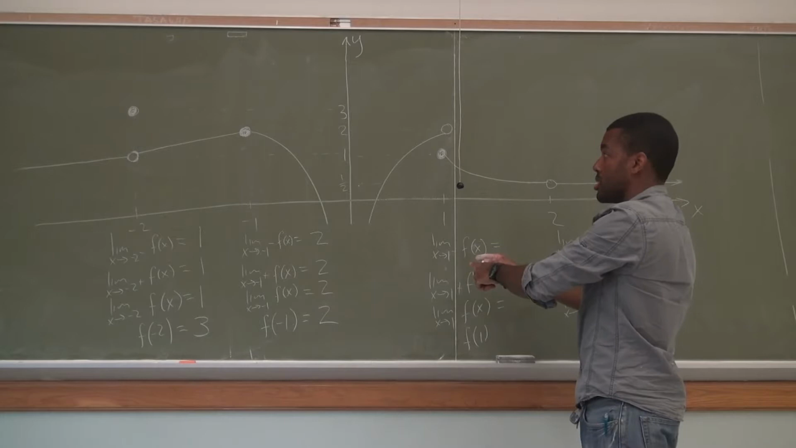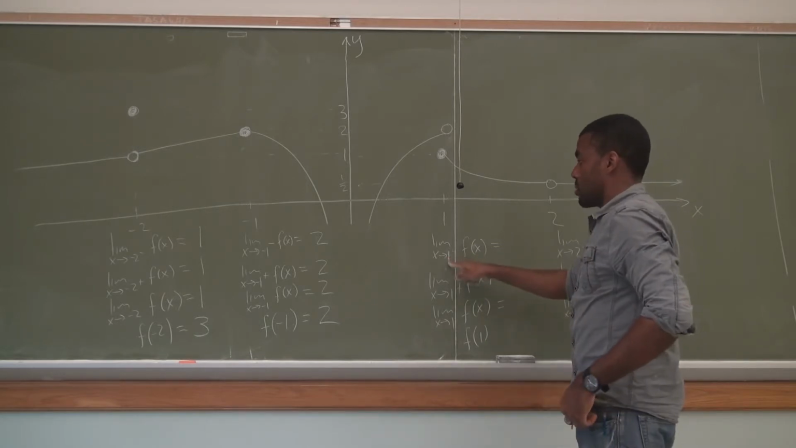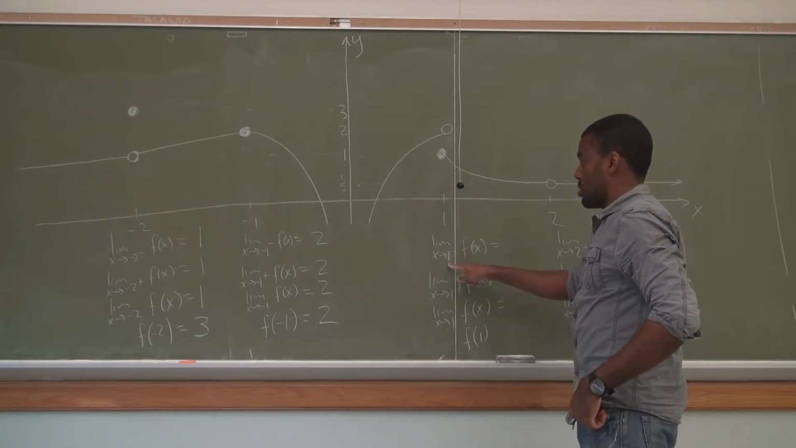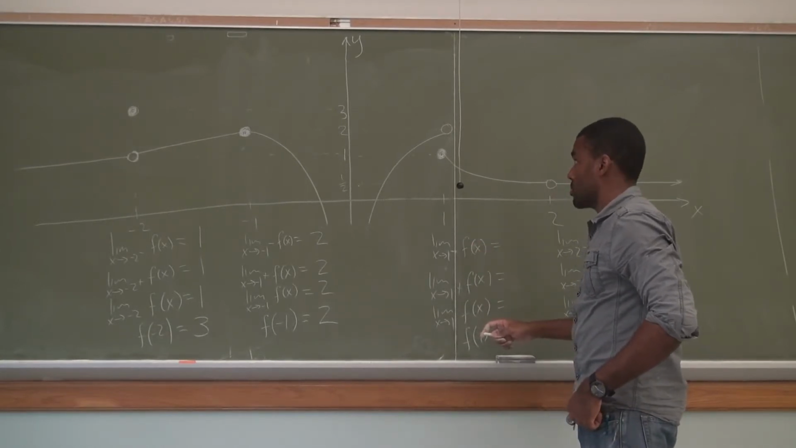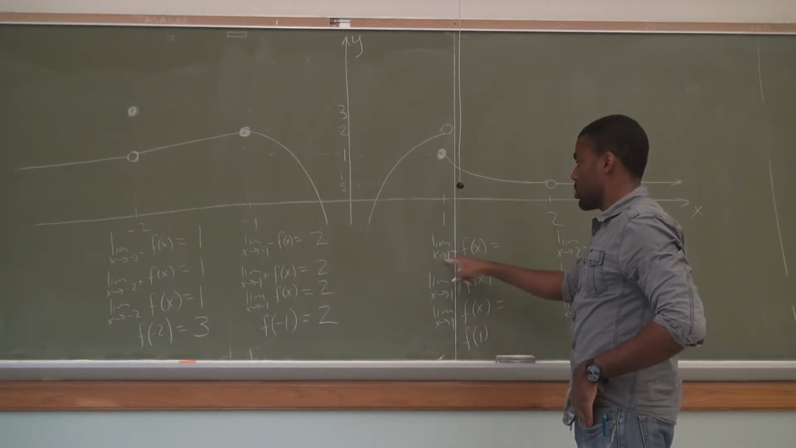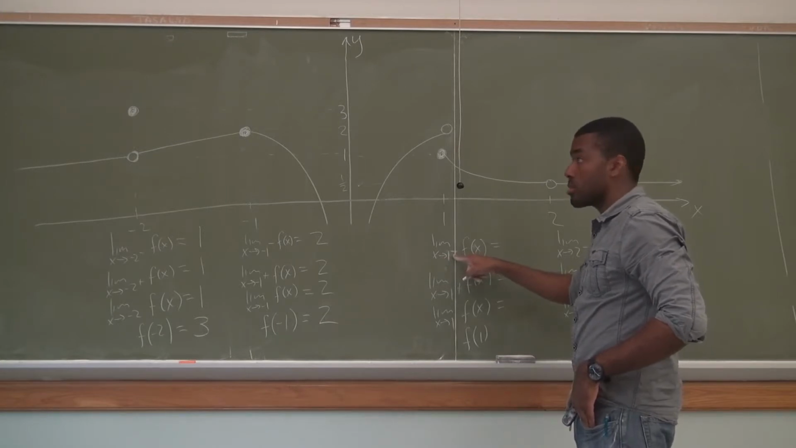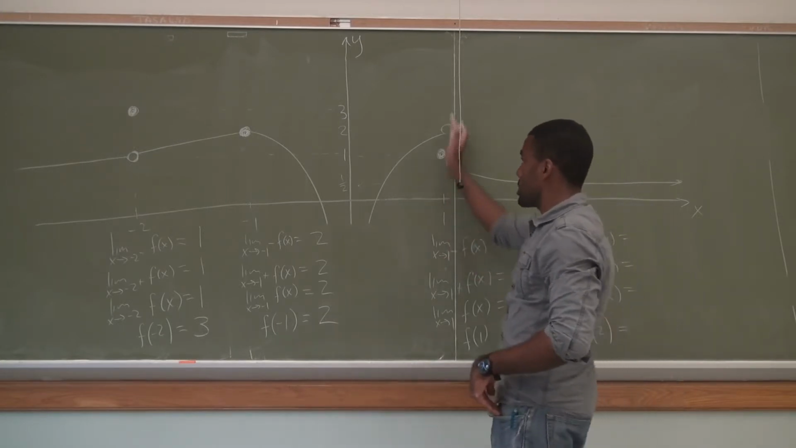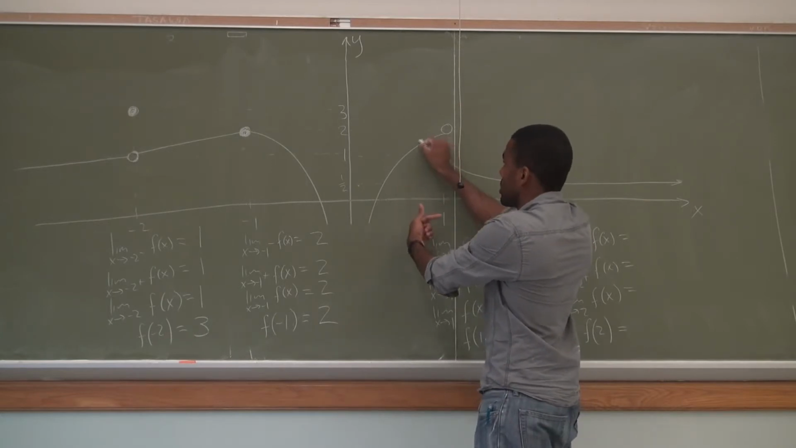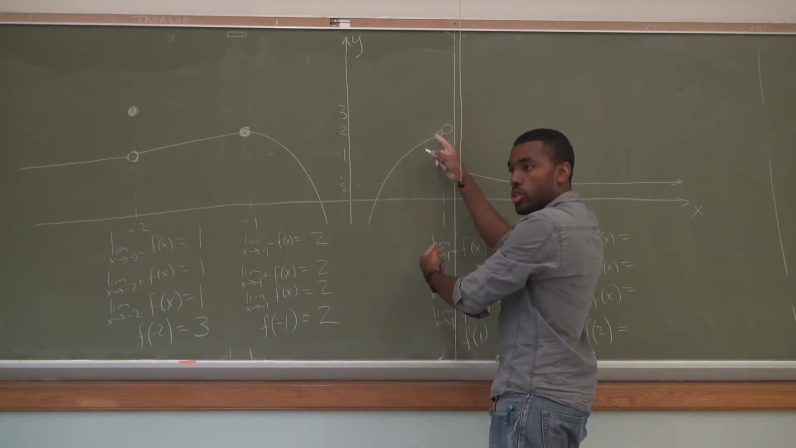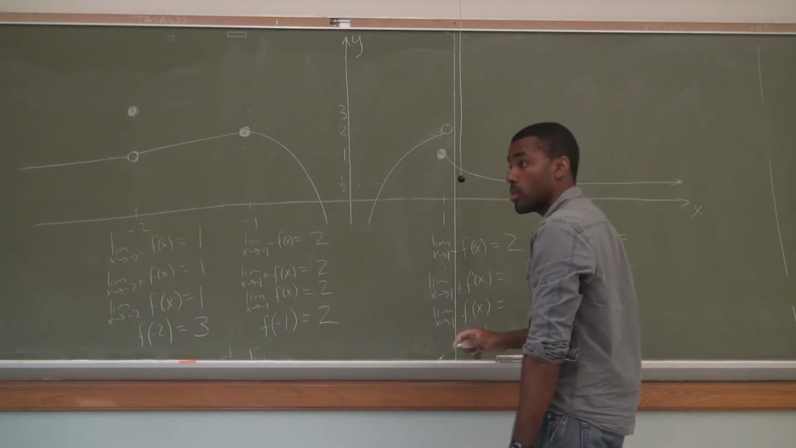You'll see a difference here. How does this work? X approaches 1 from the left. So here's positive 1. My x value is approaching that. What is the y value getting close to? It's getting close to 2. Right? This one is 2.